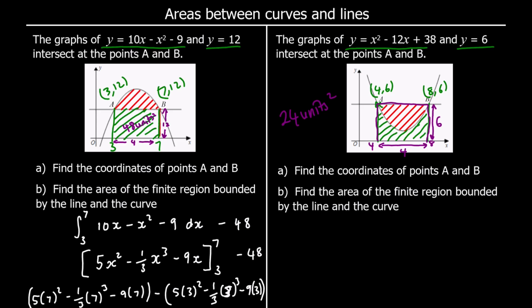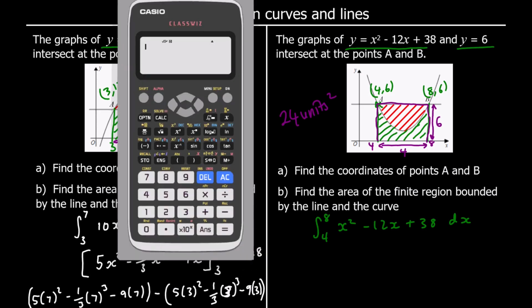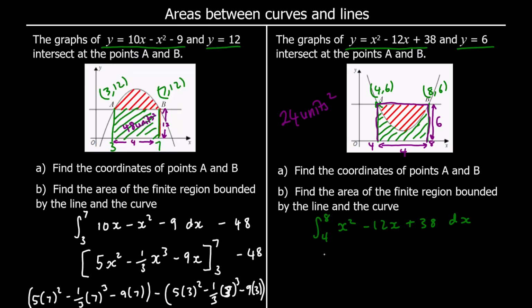So to find the green area, it's the integral between 8 and 4 of x squared minus 12x plus 38 with respect to x. The calculator will do this for us, so we need to know how to do the process, but once we can do that, we can check our answers on the calculator. So between 4 and 8, we get 40 over 3. So 40 over 3 units squared is the green area.